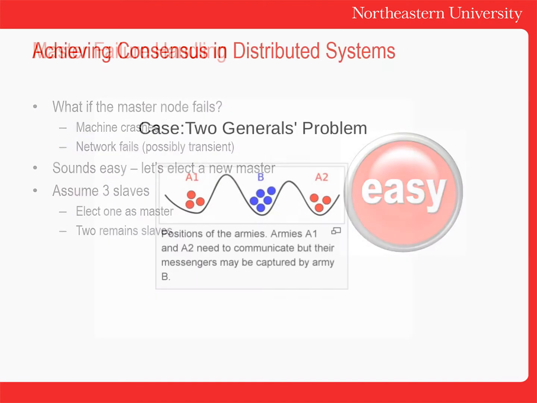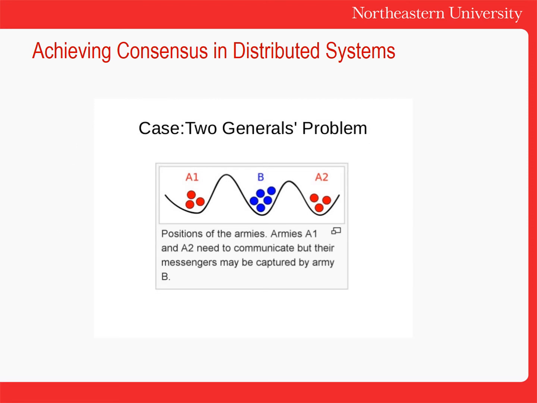Sounds pretty simple. Trouble is, it's not easy in distributed systems. Consensus in distributed systems is actually extremely difficult to achieve. Let's take an example. The classic canonical problem of this is the 2 generals. Imagine we have an army in the middle here, B, and the 2 armies on the other side of the enemy, and they want to attack B.